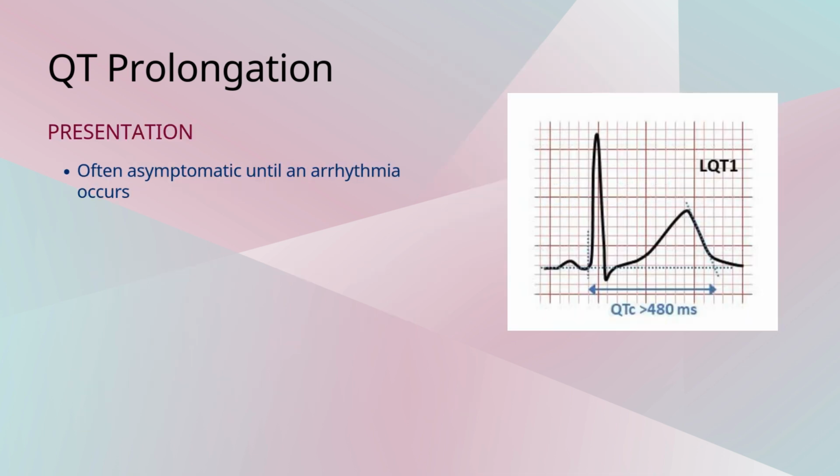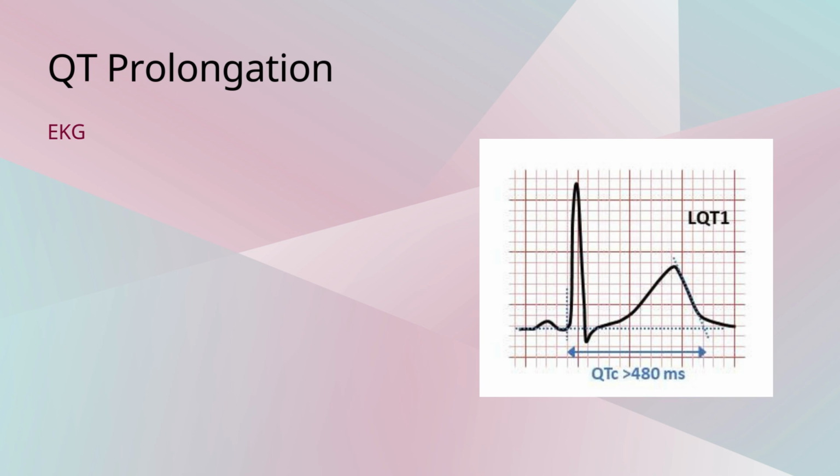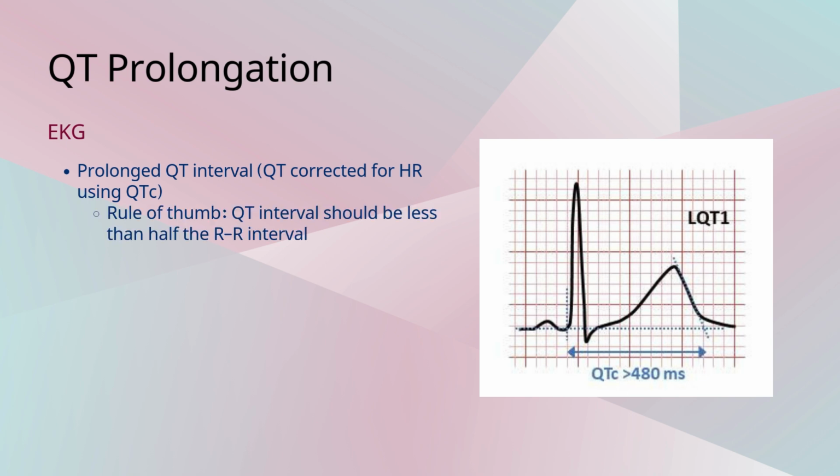Many patients are asymptomatic until something happens. Others may present with palpitations, syncope, seizure-like activity, or even sudden cardiac death, often because it has progressed to torsades. On the EKG, you'll see a prolonged QT interval. There is a calculation called the QTc interval that takes heart rate into account. Remember, the rule of thumb is the QT should be less than half of the RR interval. If it's longer, that's considered prolonged.